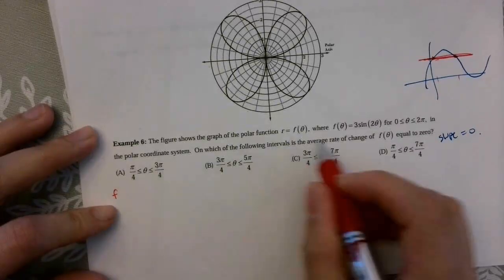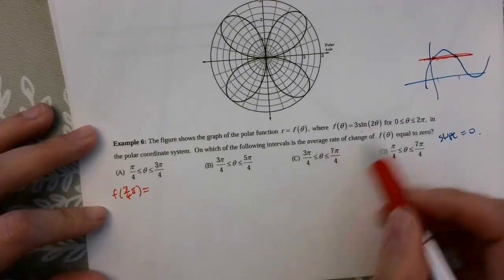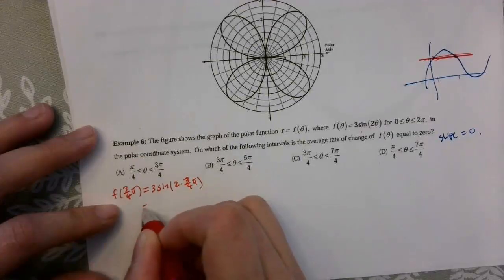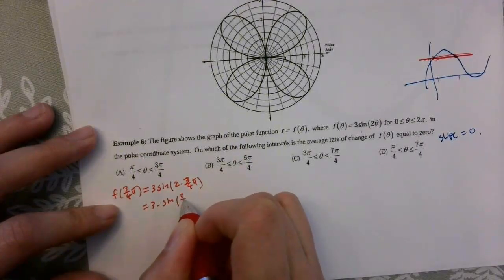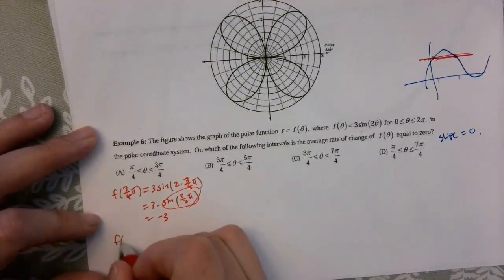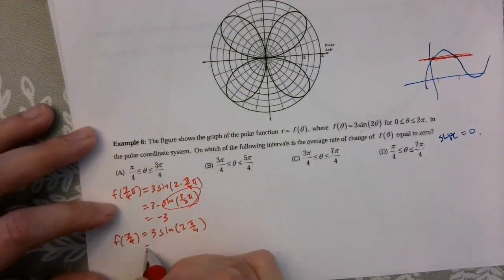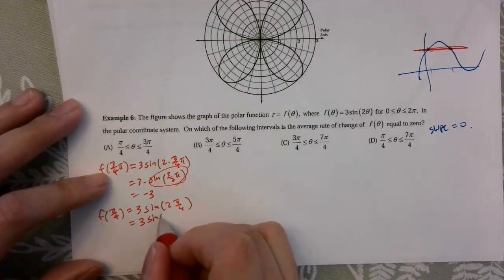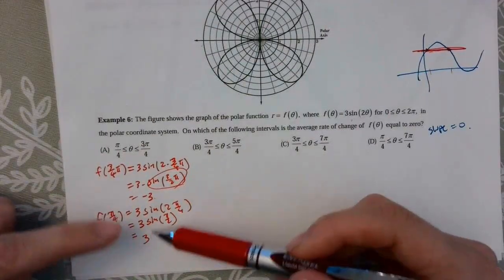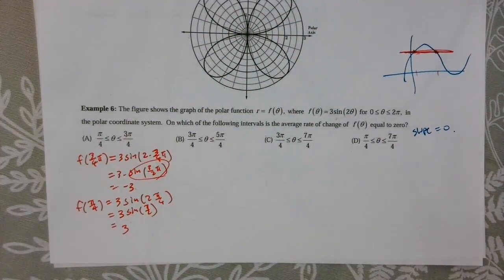So f of 3/4 of pi is equal to, I'm going to plug it in here, 3 times sine of 2 times 3/4 of pi. That'll be 3 times sine of 3/2 the pi. Sine of 3/2 the pi is -1, so that's -3. What about f of pi over 4 this time? Hopefully you guys can see. Sine of half the pi is 1, so 3. Did you get the same y value? No.